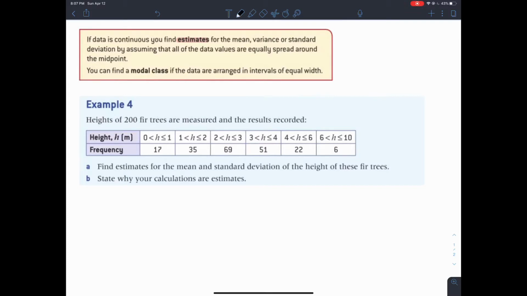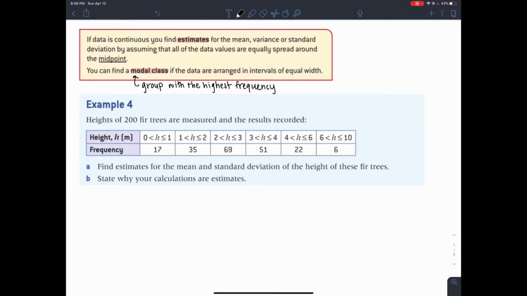We do that by assuming that all of the data points are equally spread around the midpoint. So in order to find these estimates, we would be using the midpoint of each group. We can also find the modal class. Now remember, the modal class is the group with the highest frequency, and we can do that if the data is arranged in intervals of equal width.